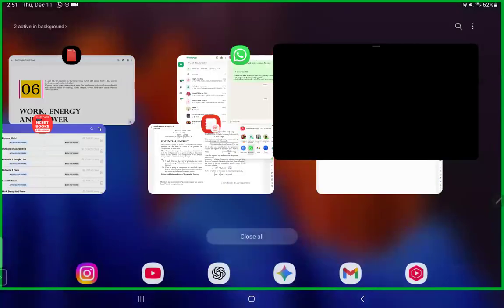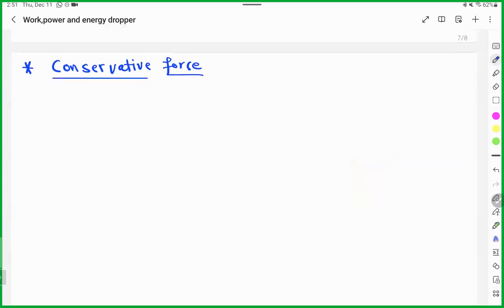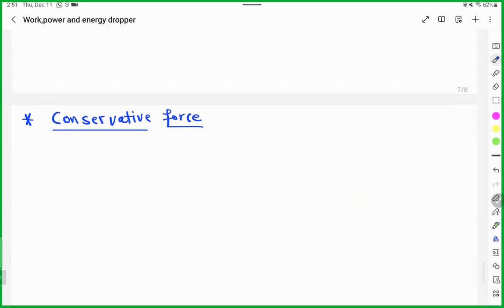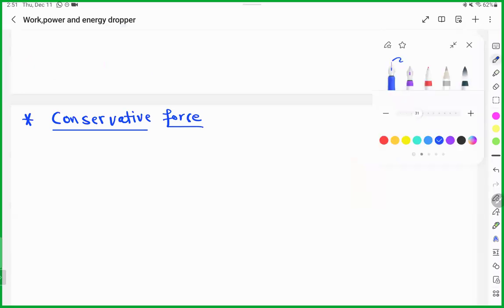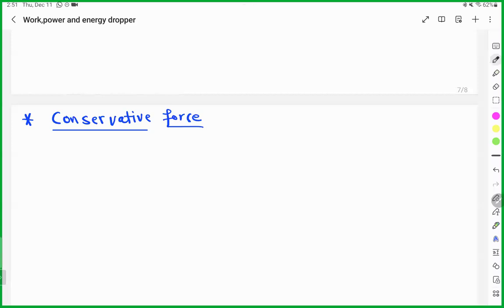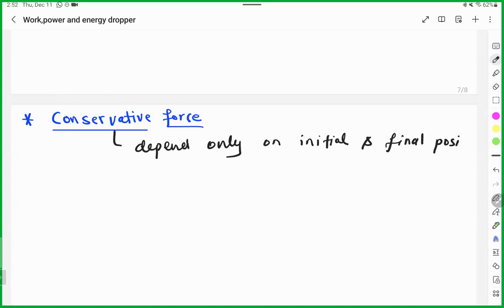Okay, let's come back to the force, because this word conservative force we use at multiple places, right? So, what is the conservative force? A force that depends only on the initial and final position, not on the path. Initial and final position, right? Not on the path.